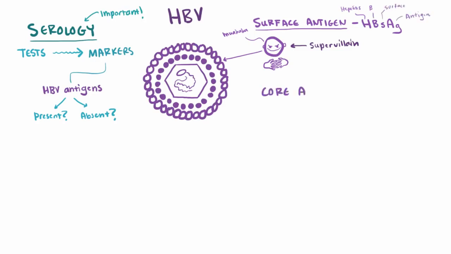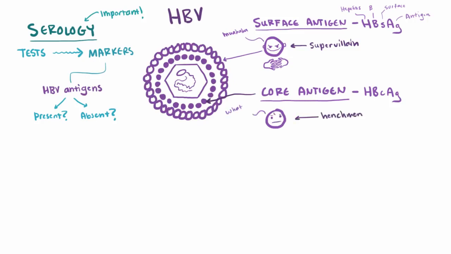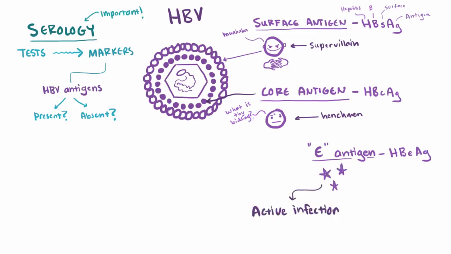Another marker, though, is a core antigen, meaning that these antigens come from the core of the virus, HBcAg. Think of these like the dispensable henchmen that work inside the villain's evil factory. Finally, there's this other antigen called the E antigen, which is secreted by infected cells, and so is this marker of active infection.